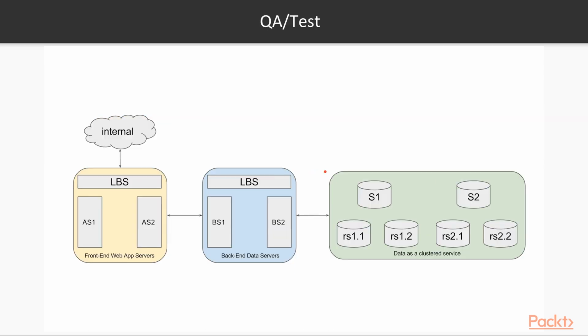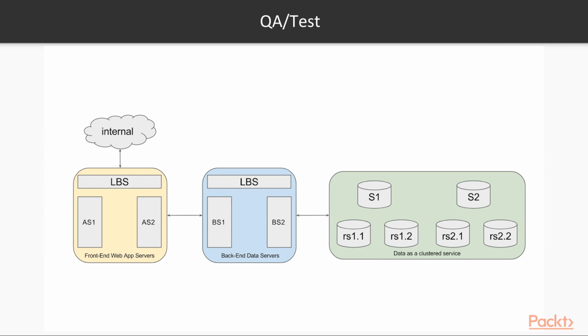A QA environment is going to be a scaled-down version of the production environment. Obviously, you're not going to have the supercluster failover. You may have fewer app servers, if any. You may not even have load balancers. And instead of having a sharded database cluster, you may have just a single replication set. But the point of QA is not only to test the software, it's also to test the environment that the software runs in.